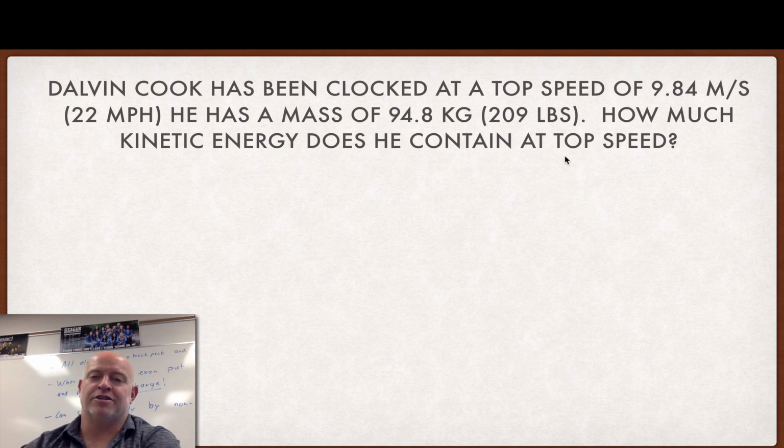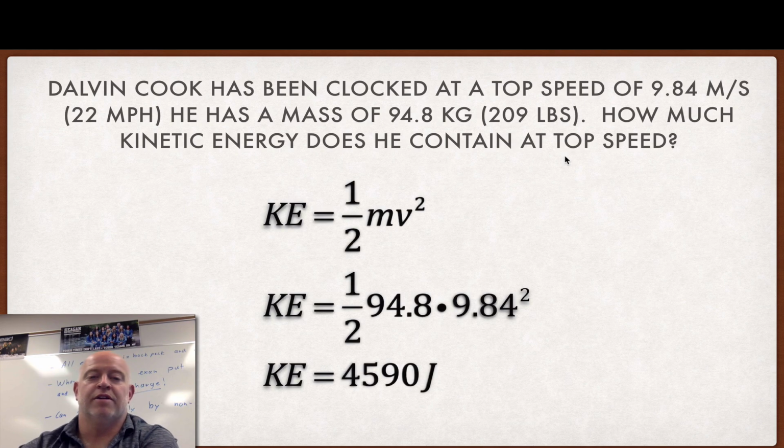As always, let's pause the video, work it out, and then we'll come back for a solution. Okay, so here's our solution. Here's our equation. We plug in his mass, which is 94.8 kilograms, times his top speed of 9.84 squared, and we get 4,590 joules of kinetic energy. He's using 4,590 joules of energy as he is running at top speed.